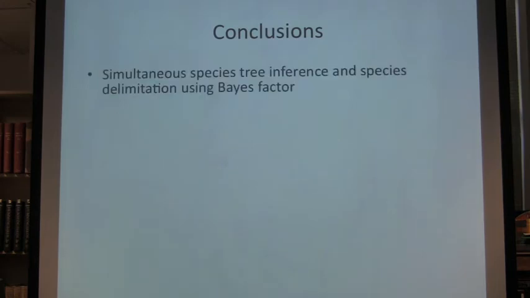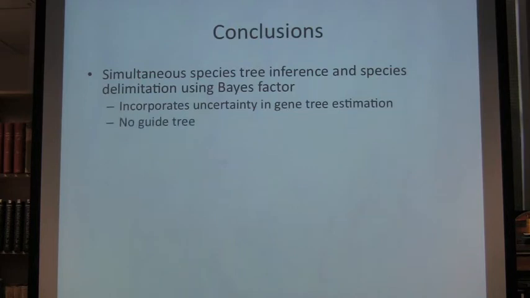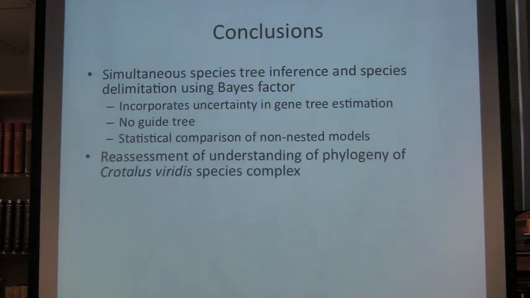So to conclude, I have successfully demonstrated this method of simultaneous species tree inference and species delimitation that uses the Bayes factor. This approach incorporates uncertainty in gene tree estimation, since we're starting with multi-locus data, not with gene trees. Here we don't need an input guide tree. And we have statistical support to compare non-nested models of species delimitation.